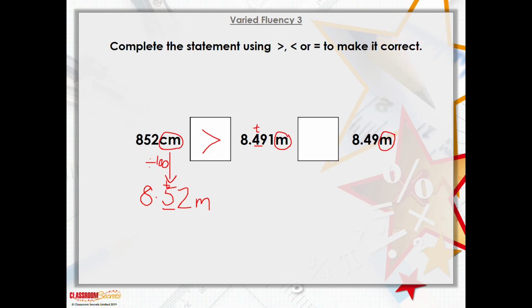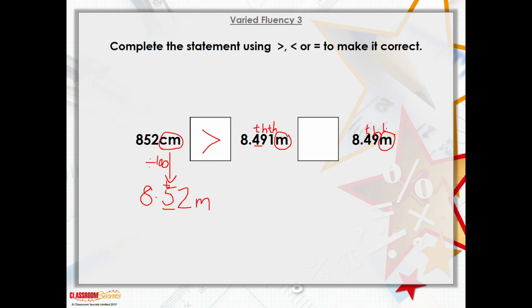Completely ignored this one for now, but let's move on to this one. So now I need to look at 8.491 and 8.49. So I can see that they've both got the same ones. I can see that they've both got the same amount of tenths. So looking at the hundredths, I can also see that they've got the same amount of hundredths. But this one has the digit 1 in its thousandths column.